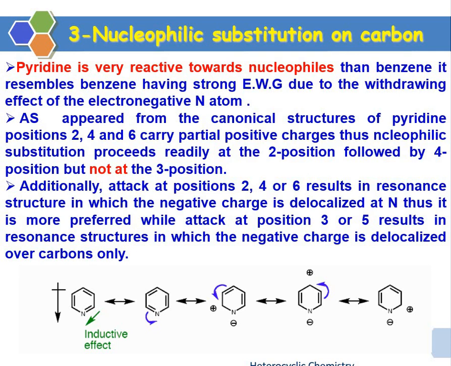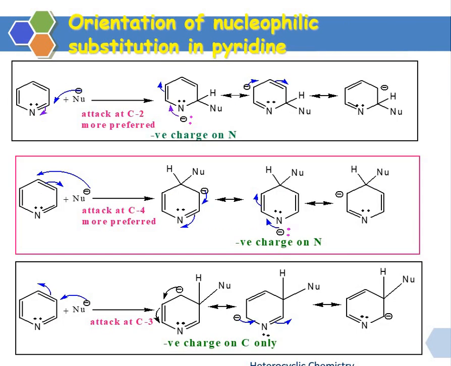Additionally, attack at position 2, 4 or 6 results in a resonance structure in which the negative charge is delocalized at nitrogen. Thus, it is more preferred, while attack at position 3 or 5 results in a resonance structure in which the negative charge is delocalized over carbon only. You can see the charge situations. So, this is the orientation of nucleophilic substitution in pyridine: negative charge on nitrogen, negative charge on nitrogen, negative charge on carbon only.